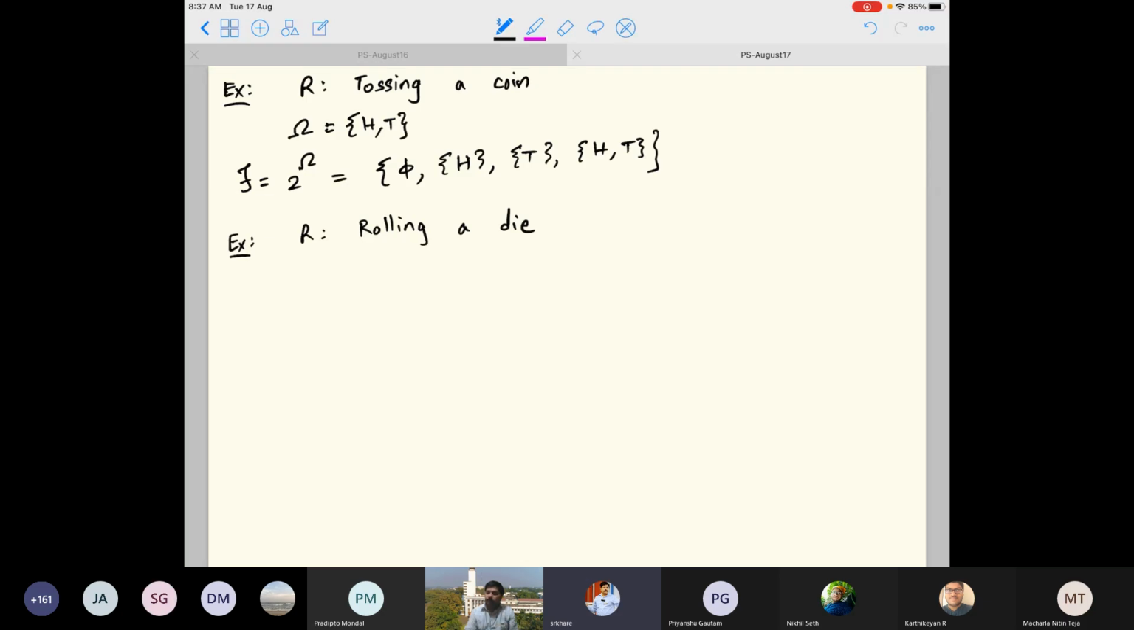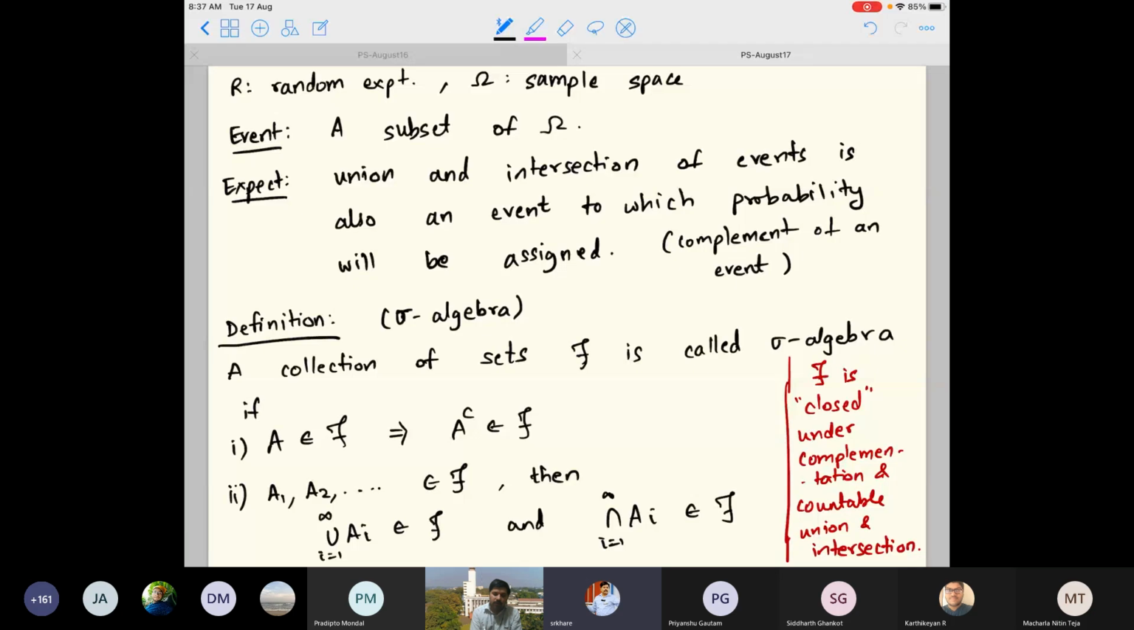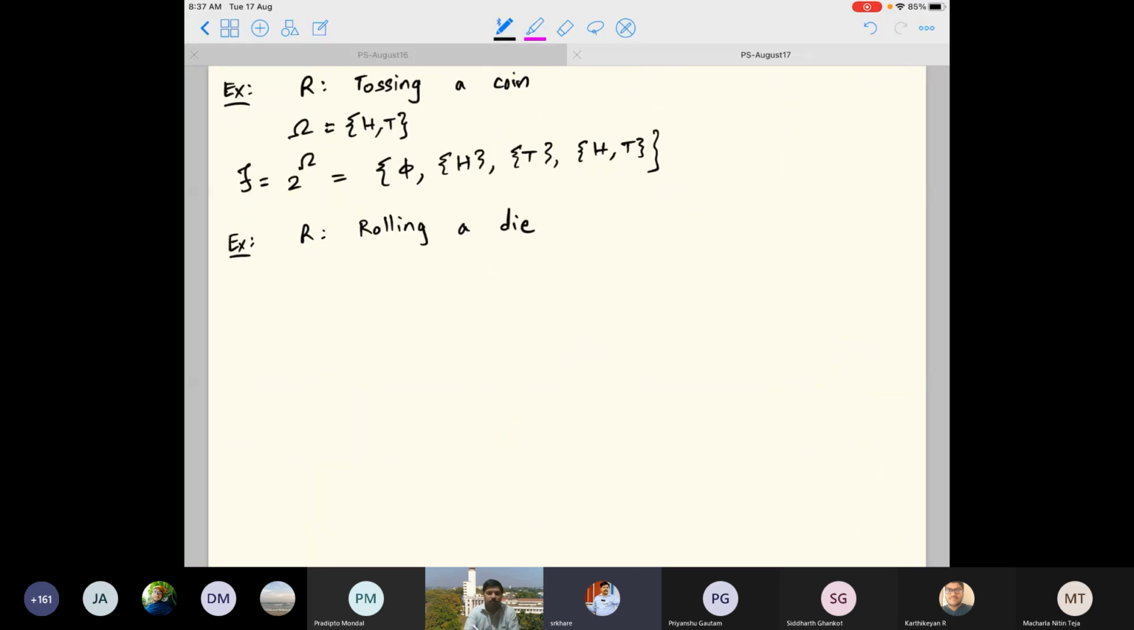Sir, could you please explain how the first example will satisfy those two conditions? So what is the first condition? You consider any set A in the collection. Its complement should be there. Is that condition satisfied? What is the complement of phi in omega? It's H, T. So is that set belonging to the collection? Yes. What is the complement of H? T. That belongs to the collection. What is the complement of T? H. That is there. What is the complement of HT? Empty set. That's there. So the first condition is satisfied.